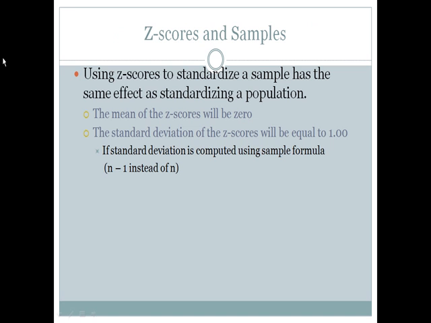Really, the only thing that changes is in the calculation of the standard deviation that is used in the z-score equation. But the z-score equation itself has no changes. So remember that the calculation of the standard deviation uses n minus 1 instead of just using n when we are dealing with a sample.